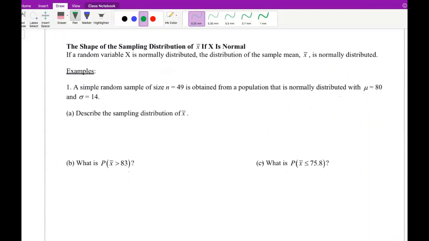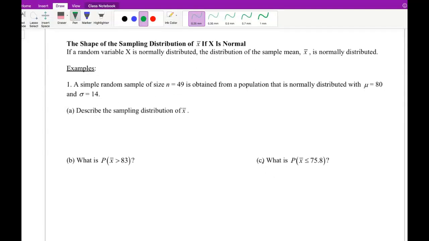Okay, now let's work on an example on this board. This part is very close to what we covered in the previous chapter. The only difference here is we use x bar instead of x. So for the shape of the sampling distribution of x bar, if a random variable x is normally distributed, then the distribution of the sample mean x bar is normally distributed.